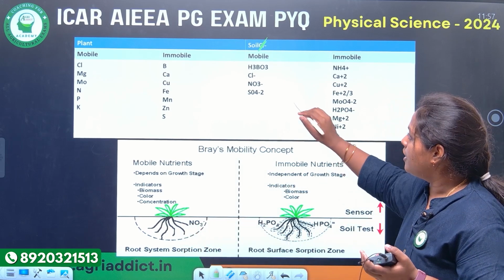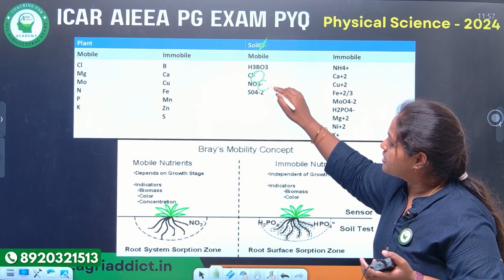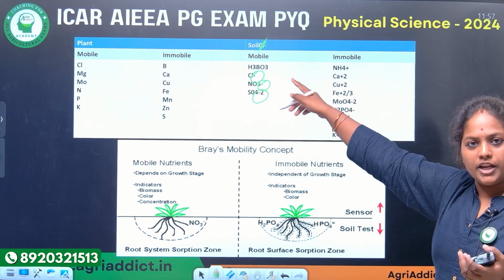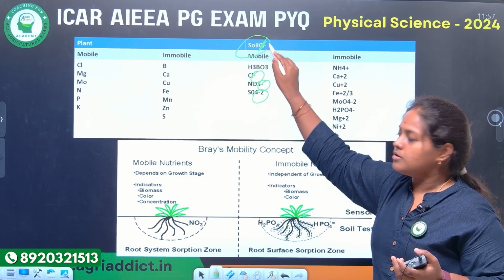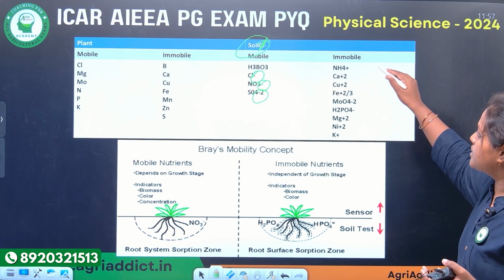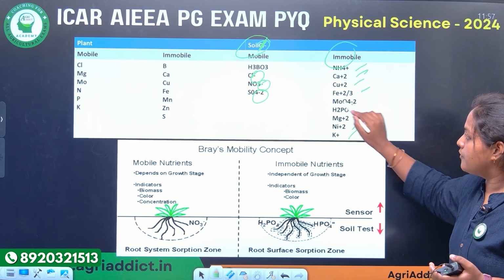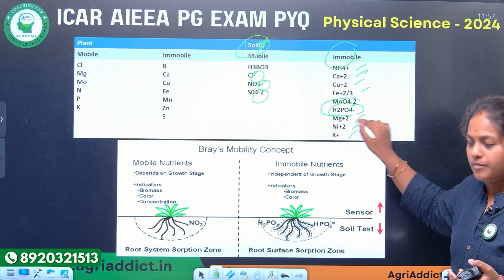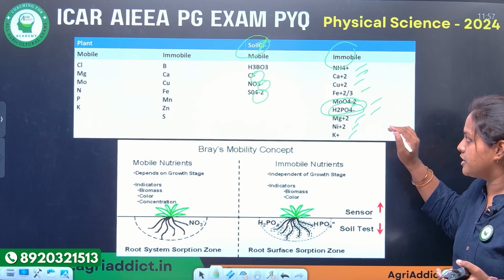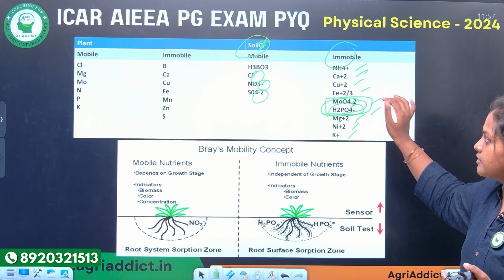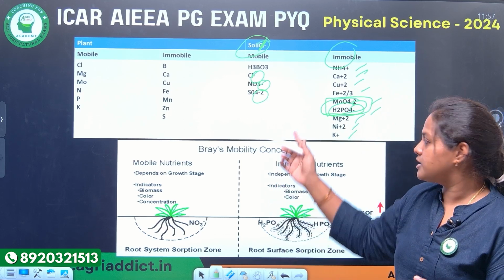In this way, most of the negatively charged ions are mobile in nature when it comes to soil. As immobile, you can keep almost all cations. Phosphate is an exception and molybdenum ions are also an exception. Except these two, you can remember the mobility of these elements in soil in this way.